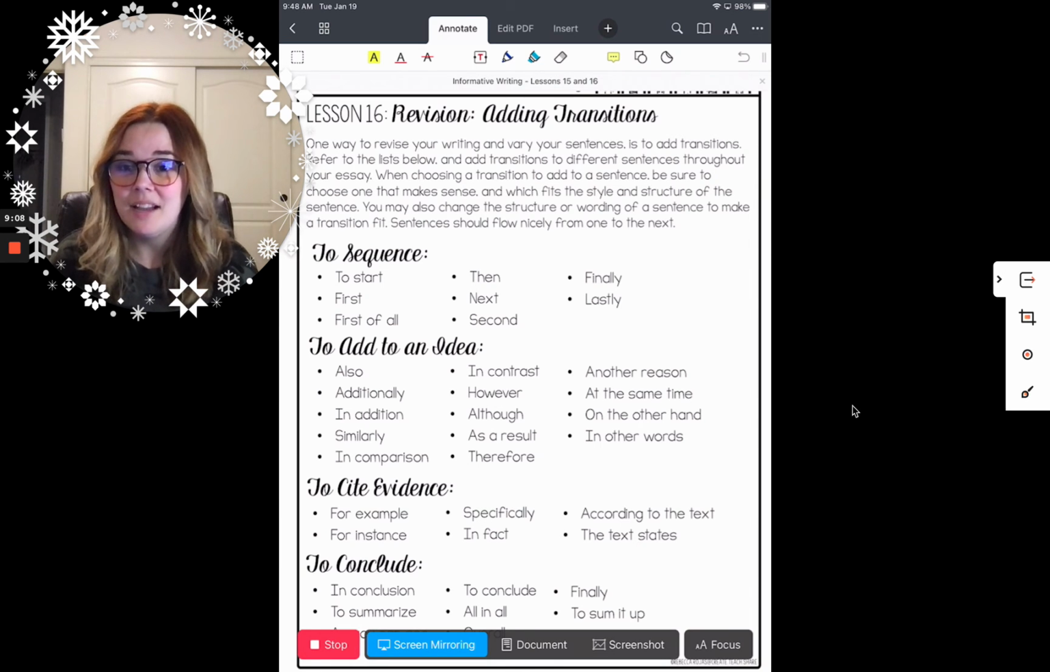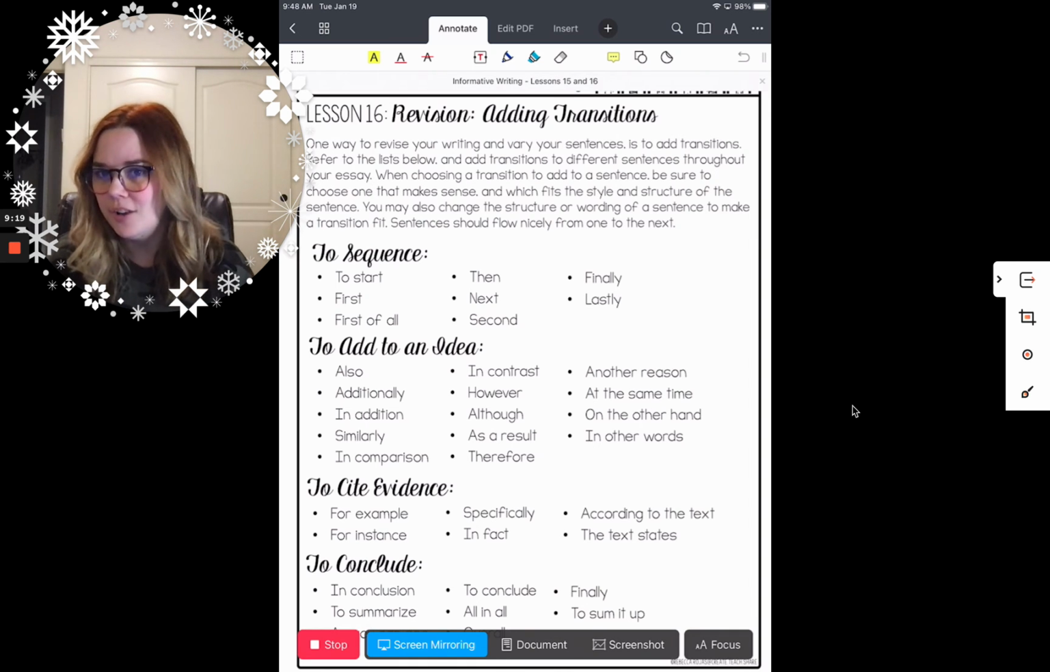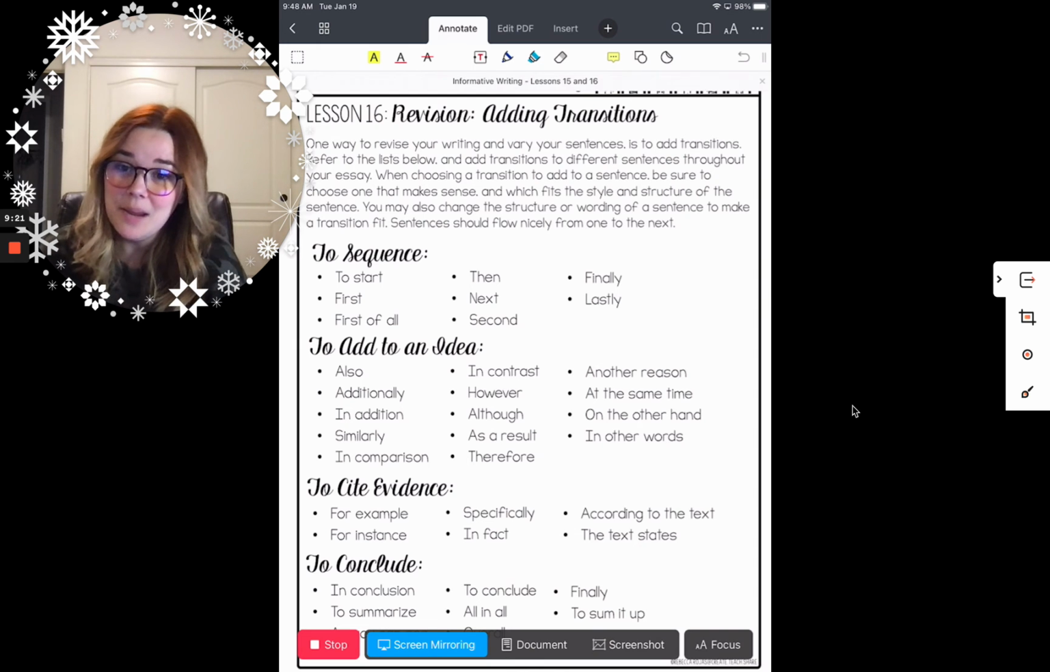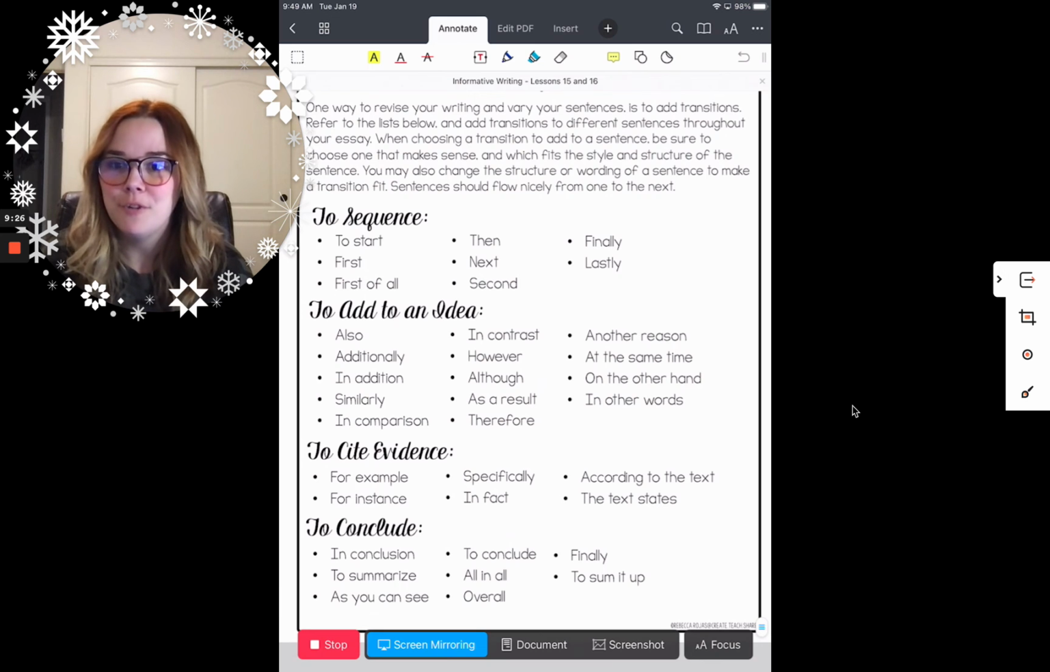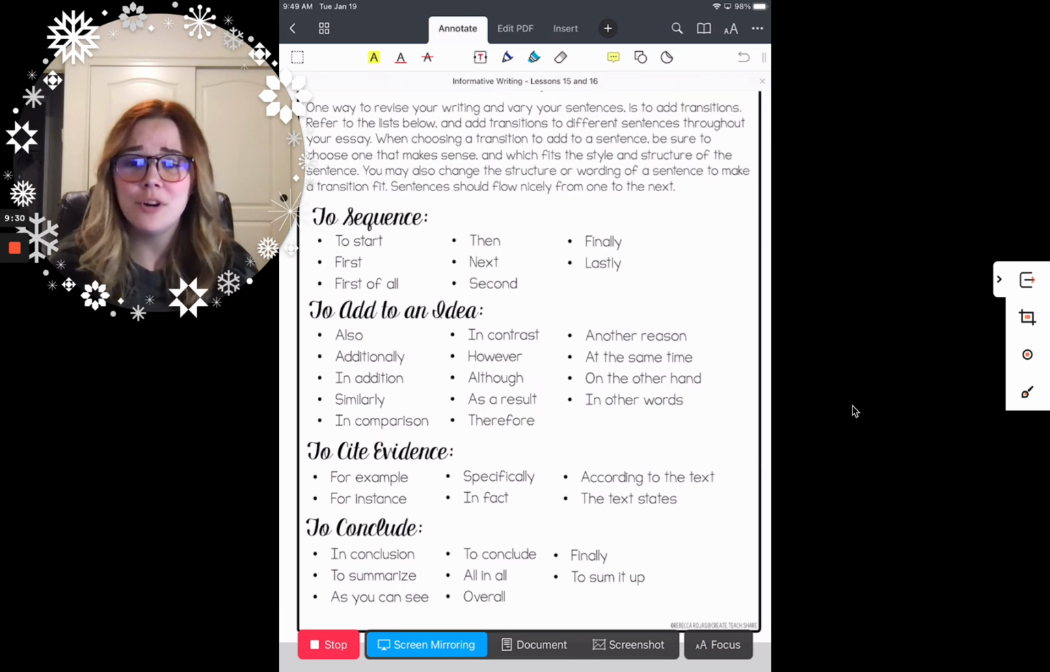To cite evidence. So if you're citing evidence from a text, from a video, a quote, you can use transitions like for example, or in fact, or according to the text, or even according to the author, or according to and putting somebody's name. And some transitions for concluding. So for writing a concluding sentence in a body paragraph or for your conclusion paragraph. Things like in conclusion, to summarize, as you can see, all in all, overall, to sum it up, things like that.